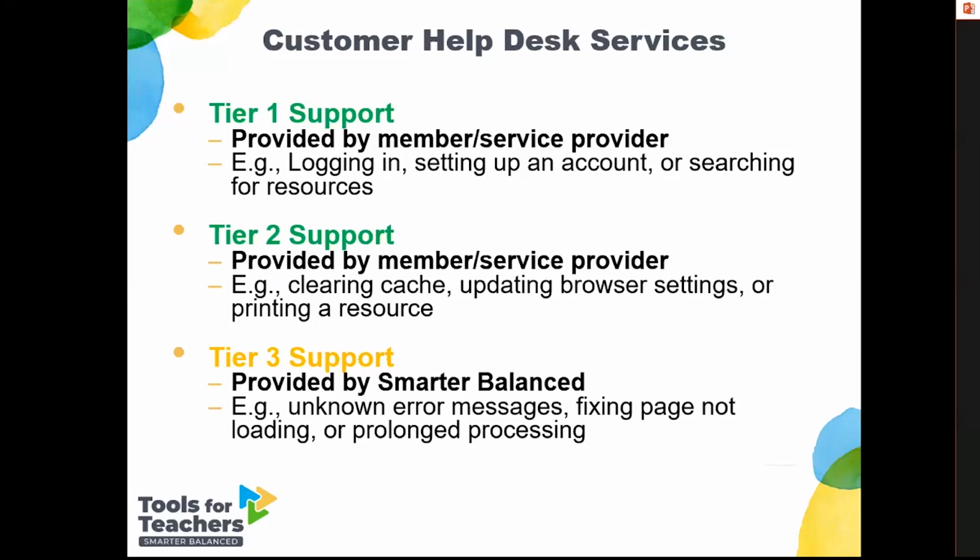And Tier 2 support, an example would be clearing the cache, updating the browser setting, or printing a resource. Again, also in the user guide. Tier 3 support would be directed to Smarter Balanced, and the address is in the help desk guide. And that would be if you experienced an unknown error message, a page that wasn't loading, or prolonged processing. So those functional features report to Smarter Balanced.